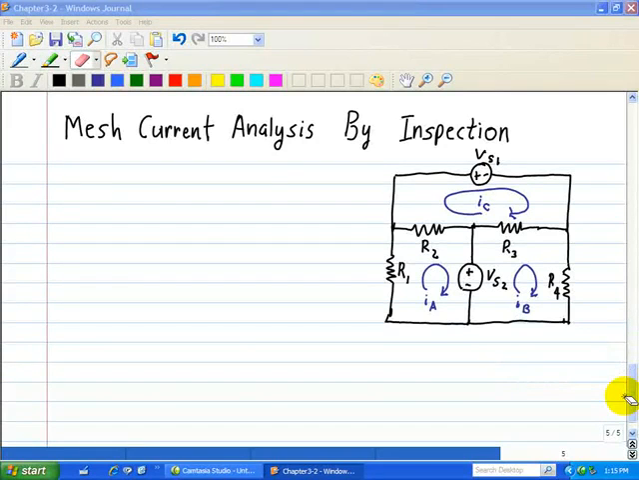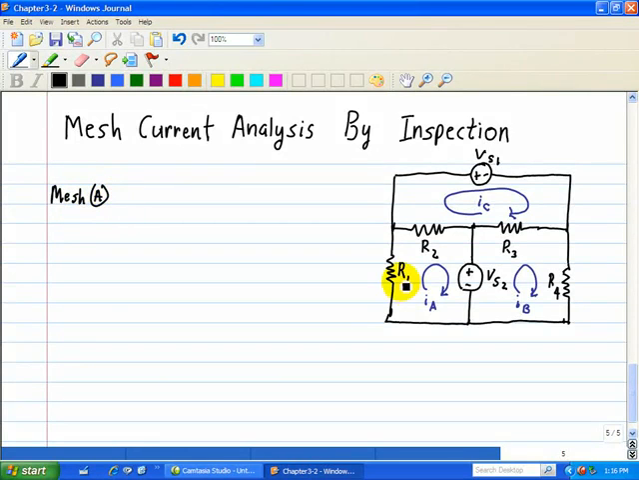We're going to analyze this circuit using mesh current analysis, and we're going to do this by inspection. So here I have assigned my mesh currents IA, IB, and IC, and they're all in the clockwise direction. So let me show you how to do this inspection. Let's start off with mesh A.